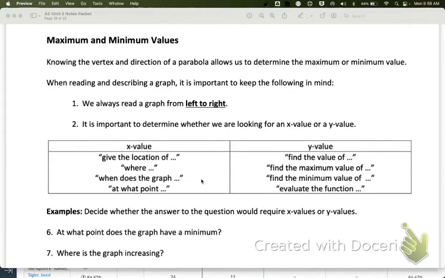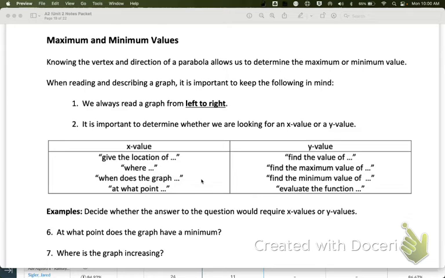So when we're working with parabolas and quadratic functions, an important characteristic is the maximum or the minimum value. We've talked about this a lot, but we're going to formalize this a little bit more today. So knowing the vertex and the direction of a parabola lets us quickly decide whether it has a maximum value or a minimum value. And so when we read and describe a graph, it's important to keep the following information in mind.